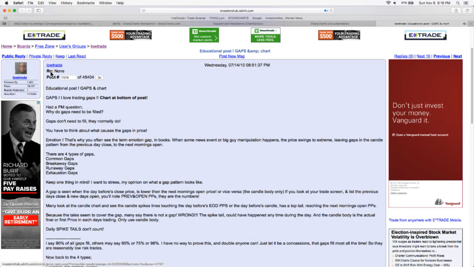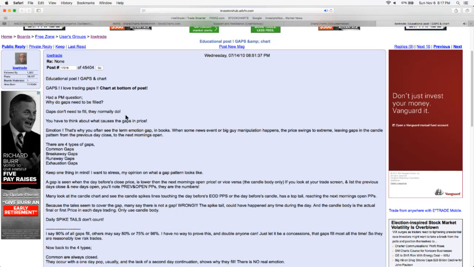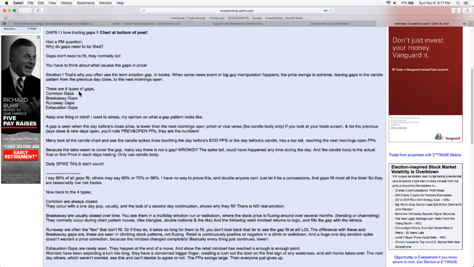So with gaps, this here was my mentor low trade, taught me so much about what I know. Okay, so why do gaps need to be filled? They don't need to fill, they usually do. So you got to think about what causes the gaps in the price. It's emotion. Whatever causes that gap, whether it's news, big money manipulation, huge price swings, it leaves gaps in the candle patterns from the previous day's close to the next morning's open. So we got 4 types of gaps. We've got common gaps, breakaway gaps, runaway gaps, exhaustion gaps.